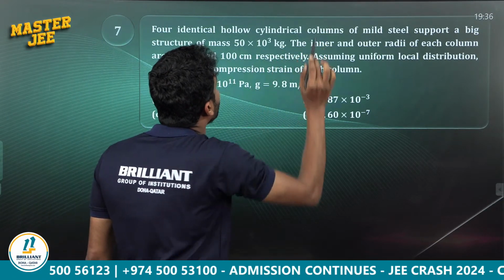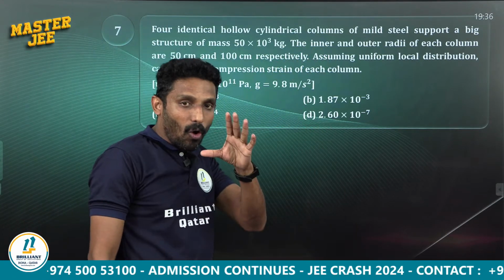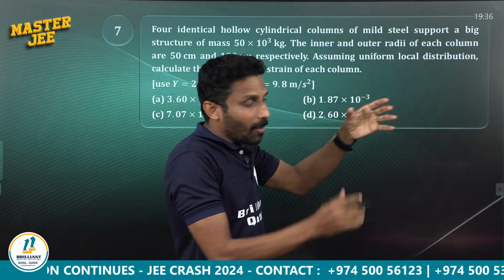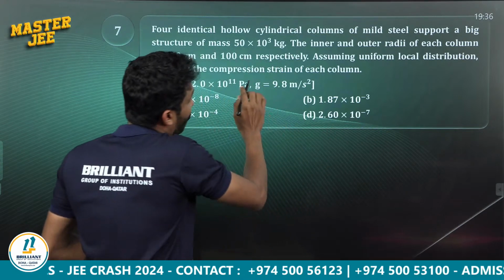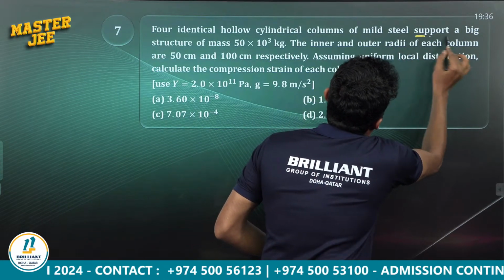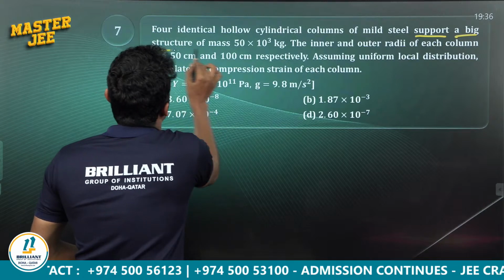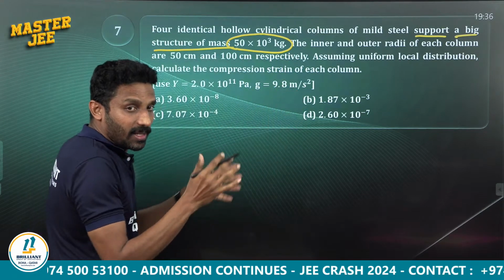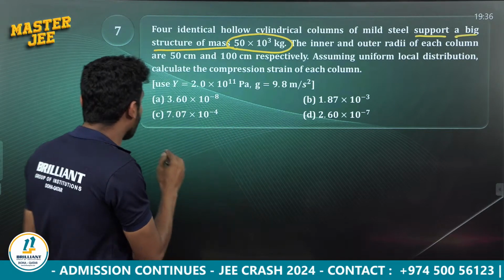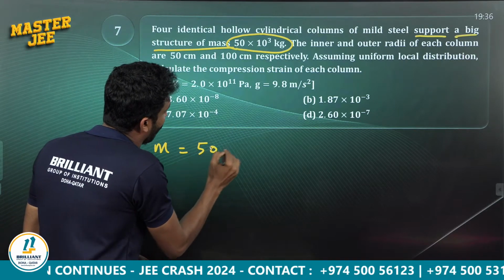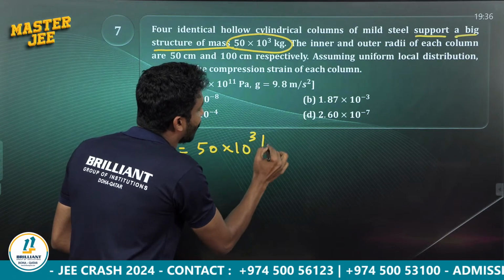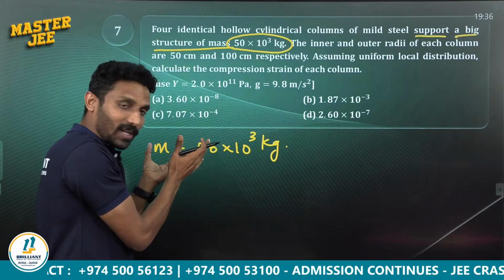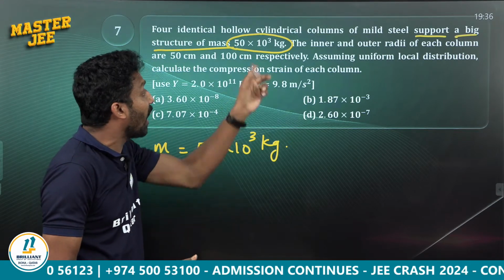Four identical hollow cylindrical columns of mild steel support a big structure. There is a huge structure whose mass is 50 ton. 50 ton means 50 into 10 raised to 3 kilogram. To support this huge structure, there are 4 pillars of mild steel.